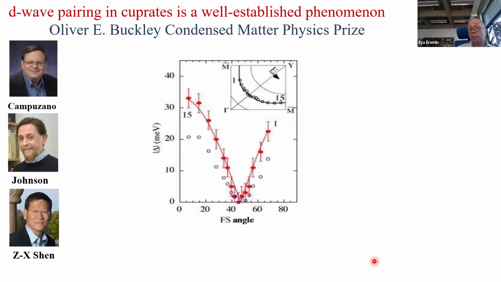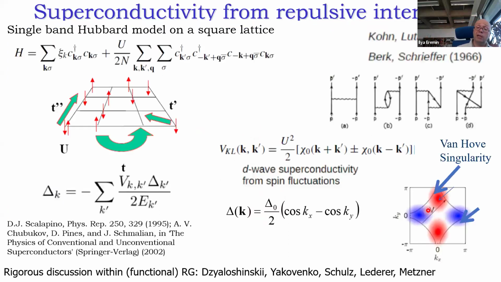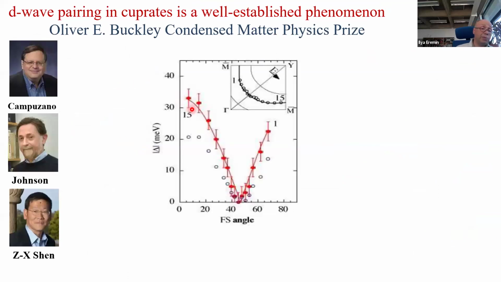Okay, so now let me also mention that there is no doubt that the symmetry of the superconducting order parameter is d-wave, because it's a well-established phenomenon. With photoemission, you can not only measure the Fermi surface, but you can also measure the superconducting gap, because you have Bogoliubov quasi-particles and there is a gap opening at the Fermi surface. This gap will be angular dependent, such that there will be a minimum somewhere, because in order to go from minus to plus, you'll certainly need zero lines in between. And this is what has been measured, and that has already been awarded the Oliver Buckley Prize to Campuzano, Johnson, and Ziegler.